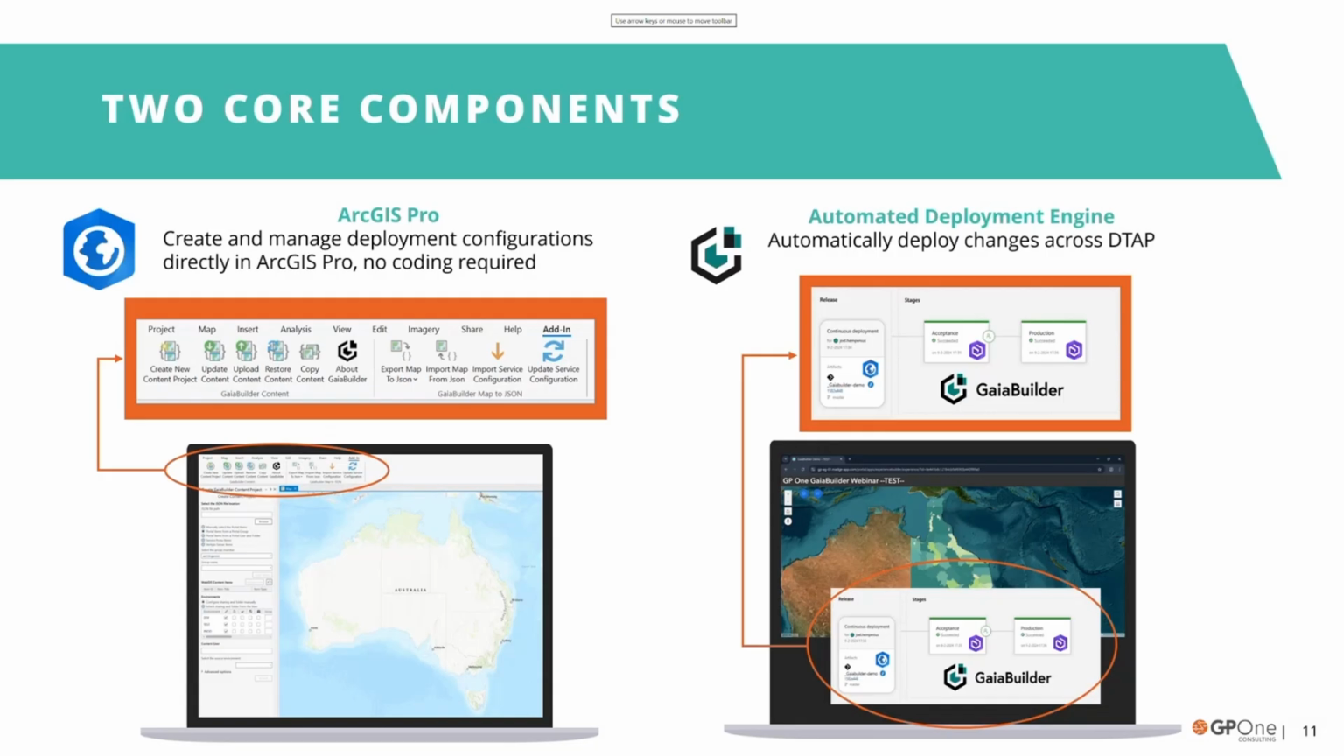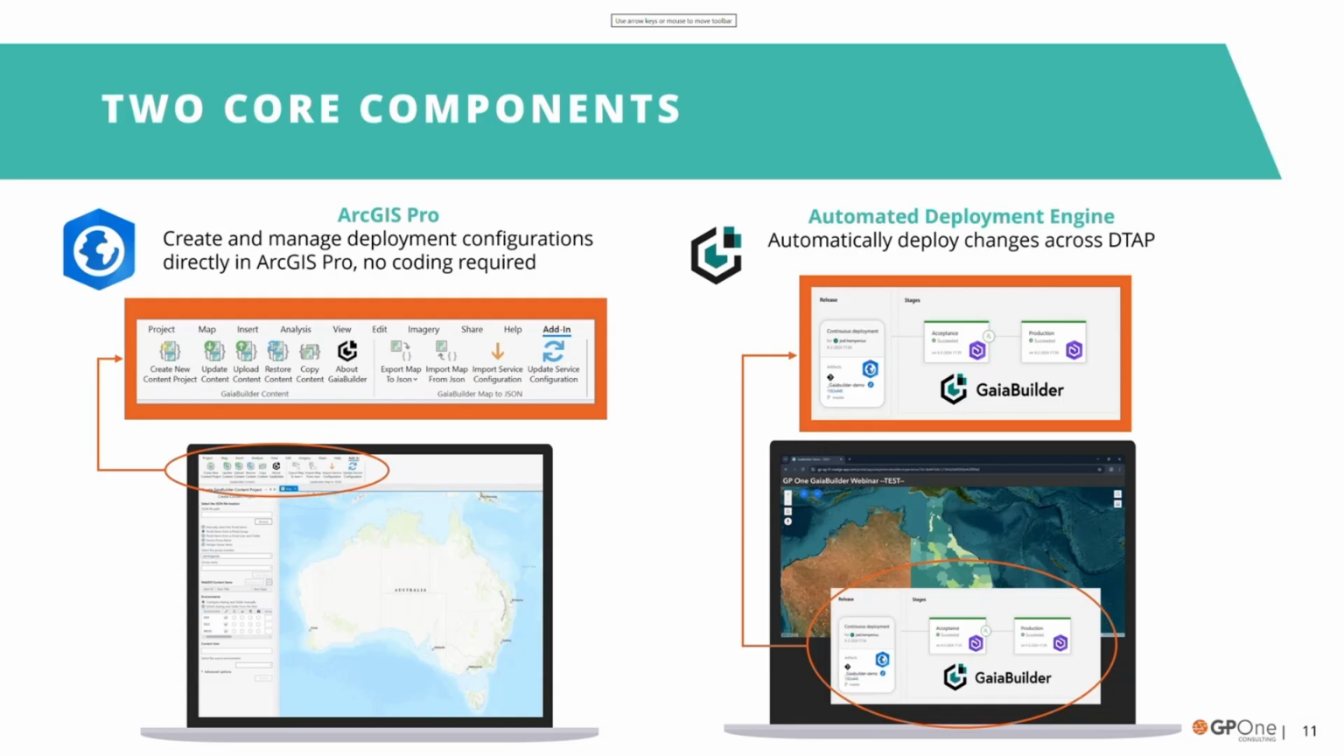The second component handles automated deployments. When change is defined, GaiaBuilder takes care of moving it through development, test, acceptance, and production in a consistent and controlled way. What GaiaBuilder is really doing here is applying DevOps principles to GIS.